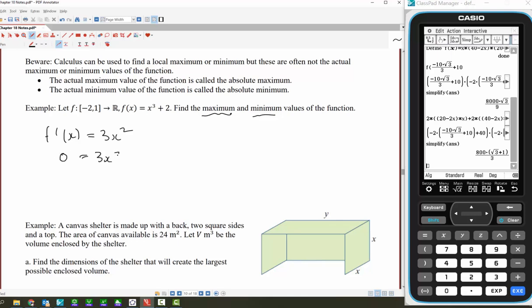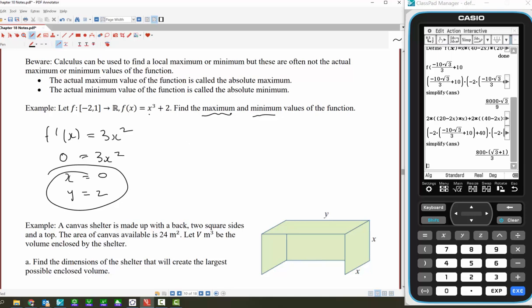0 equals 3x squared. x equals 0. All right, and it seems to suggest that the maximum occurs, or the minimum occurs, at x equals 0, y equals 2. All right, but let's have a think about this in practical terms.